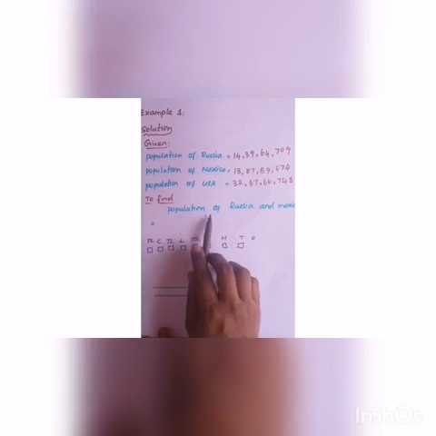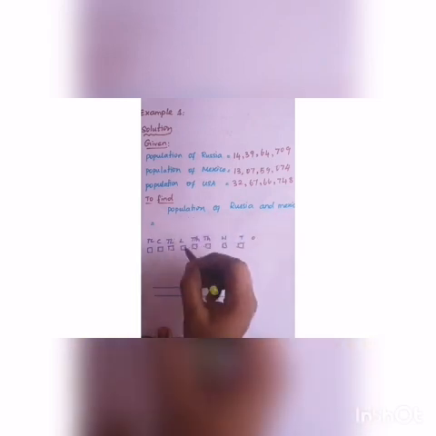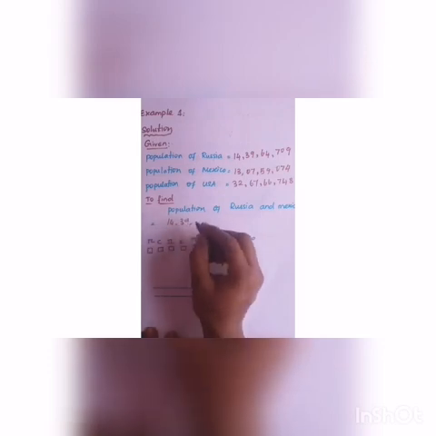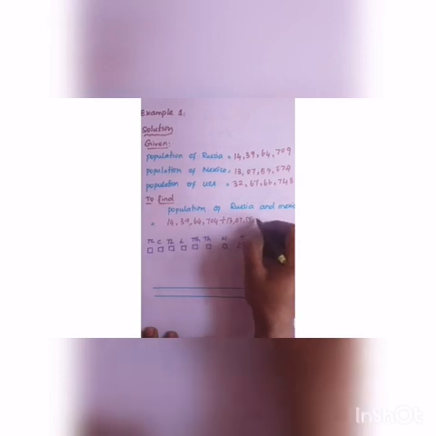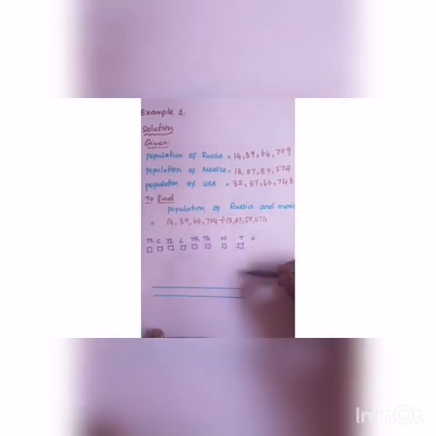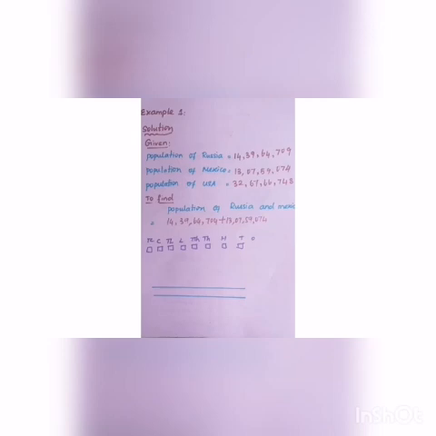Next, what we have to find is the population of Russia and Mexico. So here you have to add Russia and Mexico. Okay, 14 crore 39 lakh 64,709 plus 13 crore 7 lakh 59,074. Next, we have to write this column-wise and then we move to add.